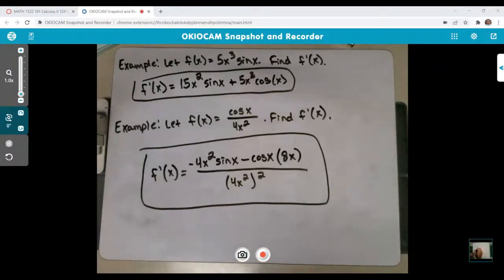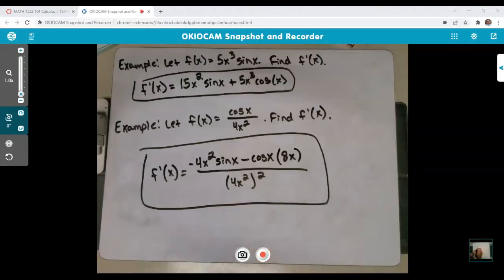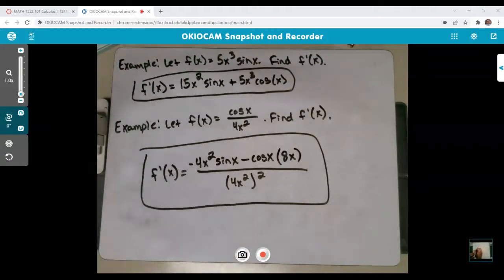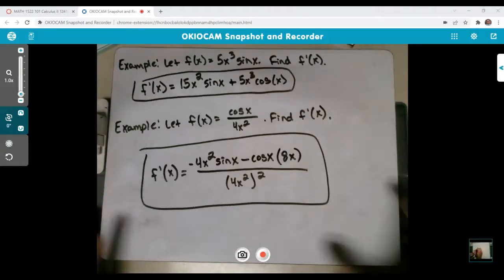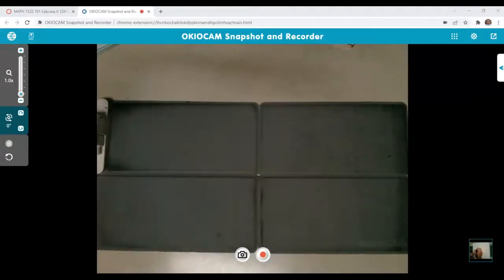So again, how I do this, it's low d high minus high d low over low squared. We did that in section 3.3. If you need to, go back and watch that over the derivative rules. I also want to do an example from something we did in section 3.4, but I want to use trig.